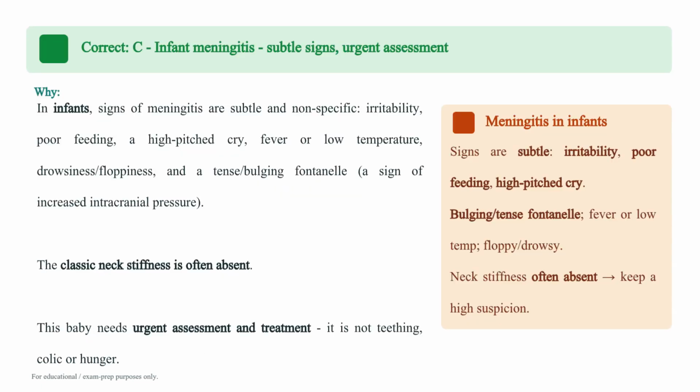The answer is C, possible meningitis needing urgent assessment. In infants, meningitis signs are subtle and non-specific. Irritability, poor feeding, a high-pitched cry, fever or a low temperature, drowsiness or floppiness, and a tense, bulging fontanelle, which signals raised pressure. The classic neck stiffness is often absent. This baby needs urgent assessment and treatment. It is not teething, colic, or hunger.